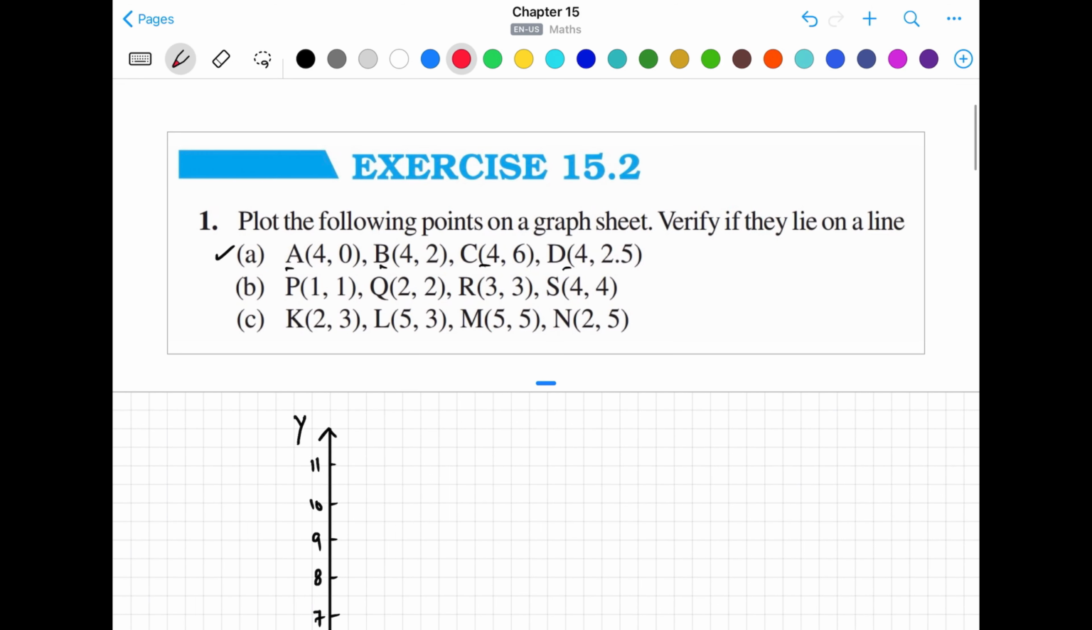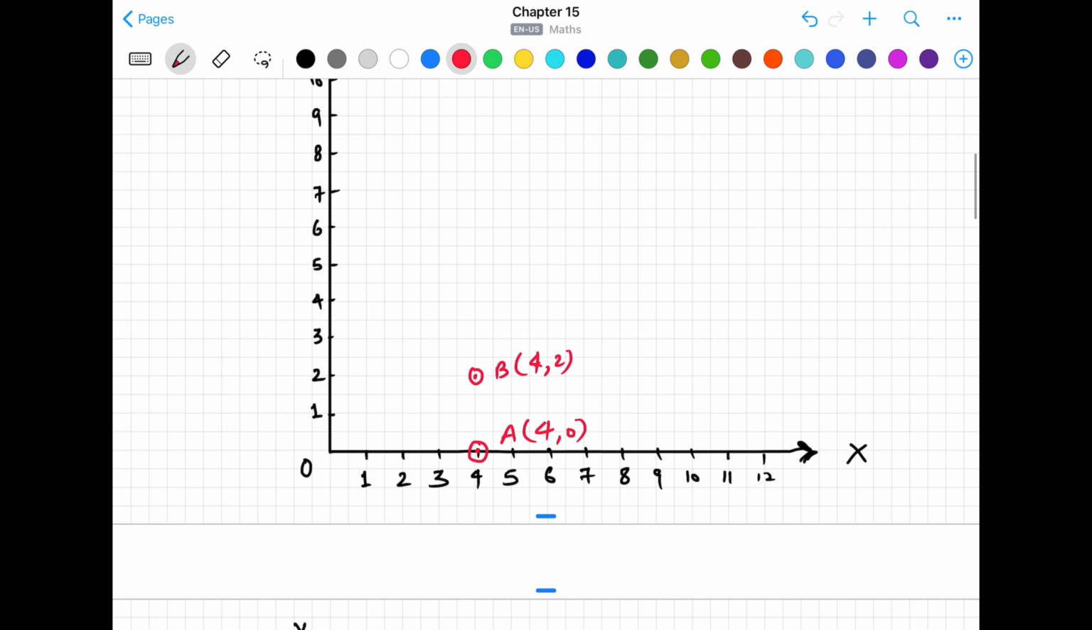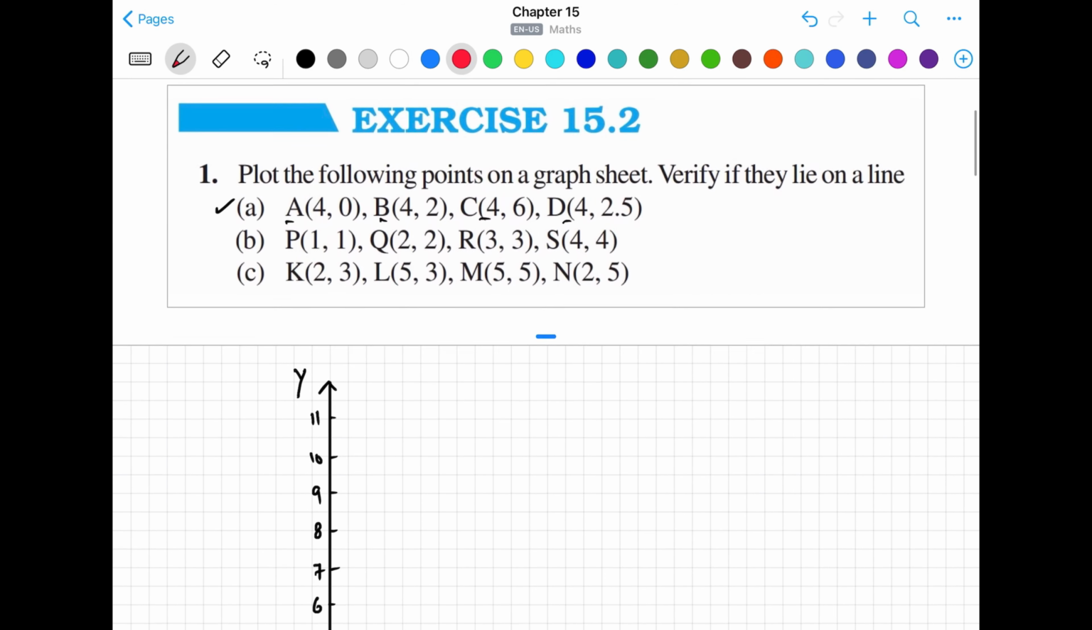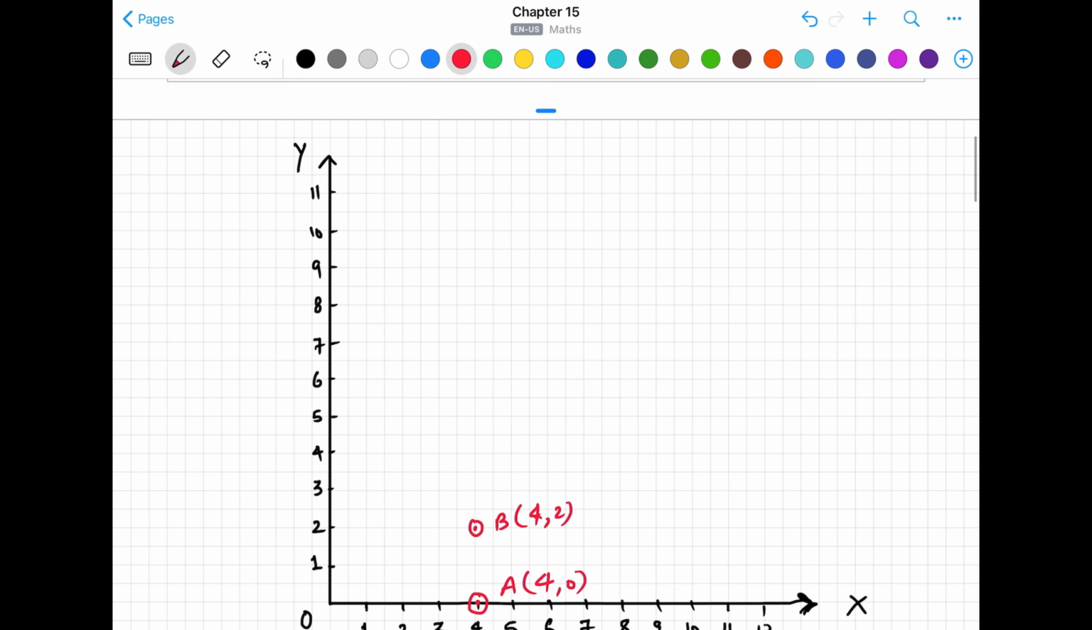Next point is C, which is again x = 4, but y this time is 6. So again we'll move 4 places in the x direction and reach here. Since y is 6, we'll go 6 units in the upward direction. That means we reach this point. That's our point C, having coordinates (4, 6). In this coordinate, this one is its abscissa and this one is its ordinate.